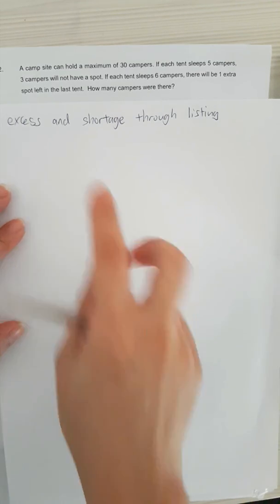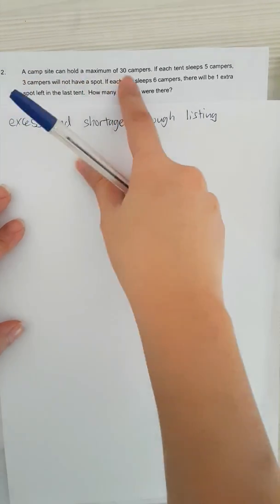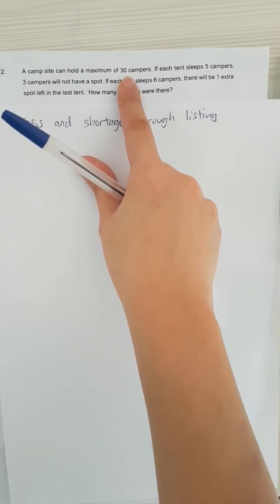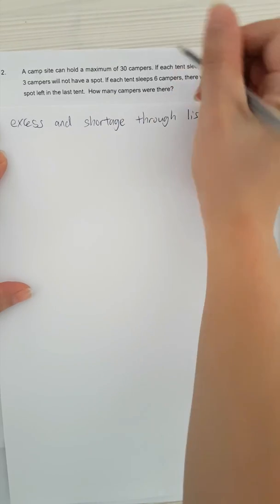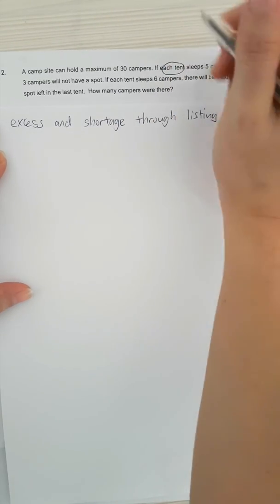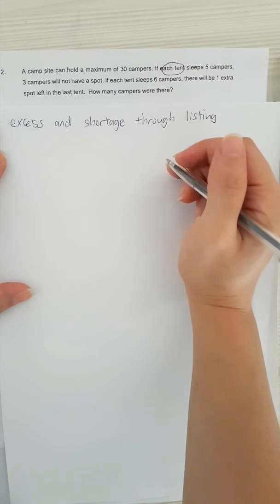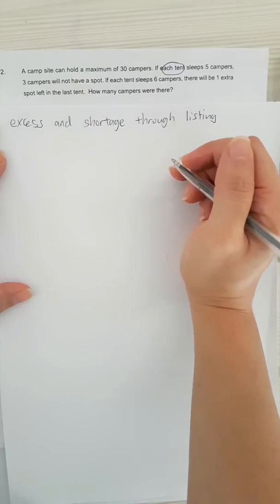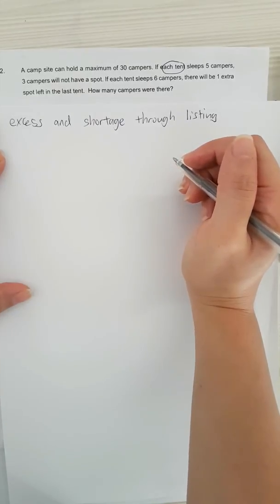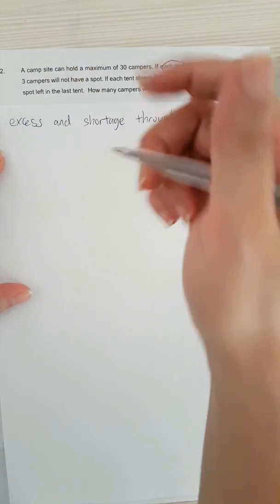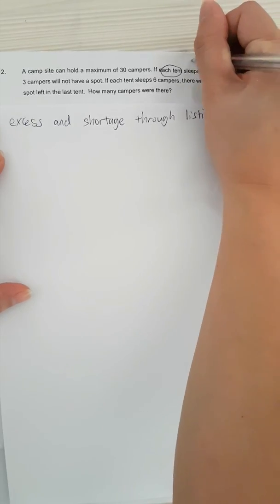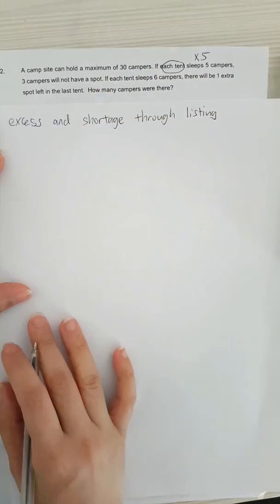So first step. Now a campsite can hold a maximum of 30 campers if each tent sleeps 5 campers. Can you see each tent? One tent will be 5 campers, 2 tents will be 10 campers, 3 tents will be 15 campers, 4 tents will be 20 campers. If you notice, this is actually times table, so I will spot this and put times 5.